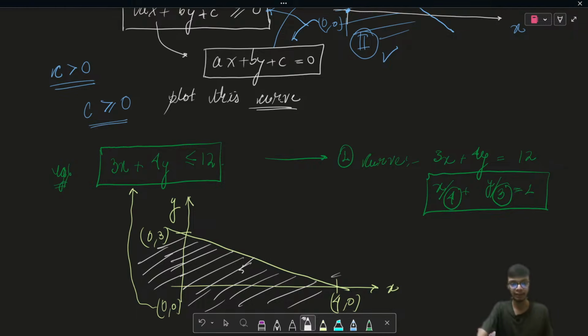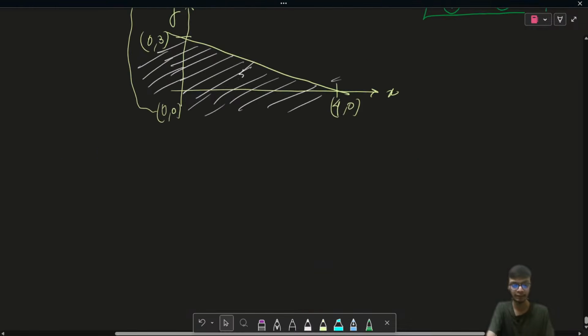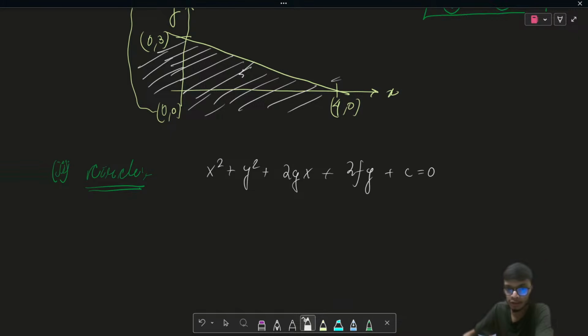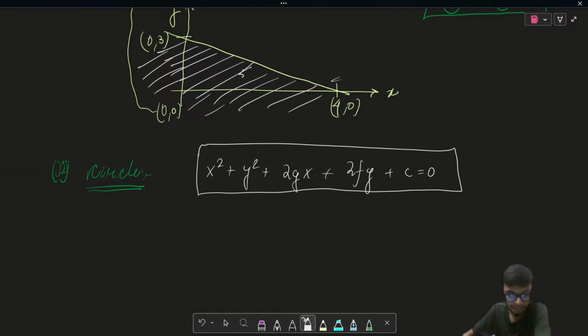Along with this straight line, let's now also learn about another important curve, that is circle. I know you have all studied circle in your class 11, right? So if I ask you what is a circle, the general equation of a circle is given as x square plus y square plus 2gx plus 2fy plus c is equal to 0. Okay, so this is my general equation of any circle, right?